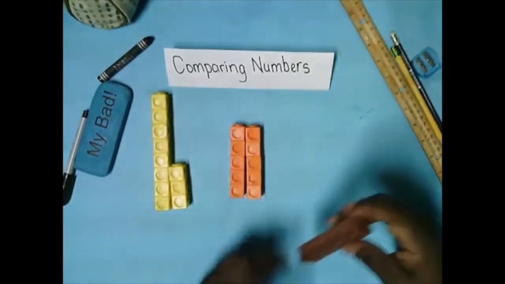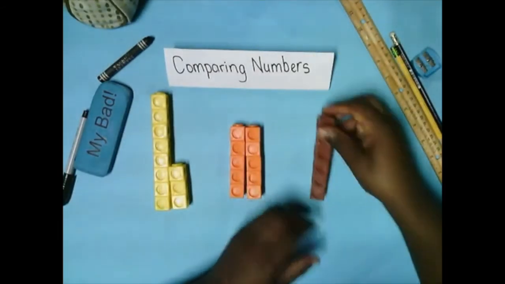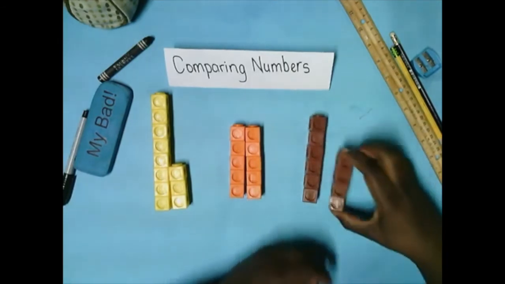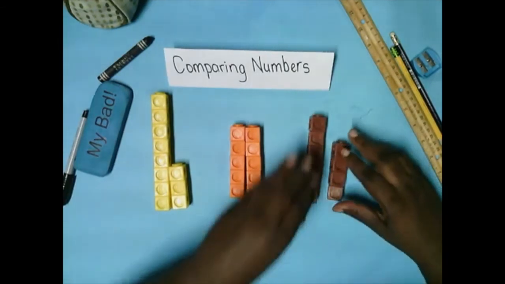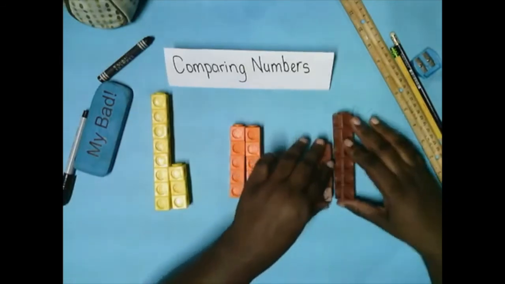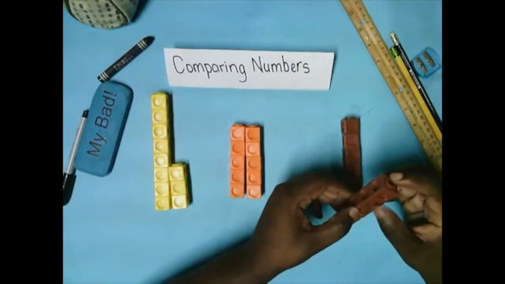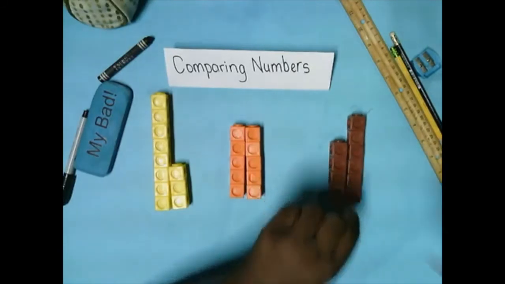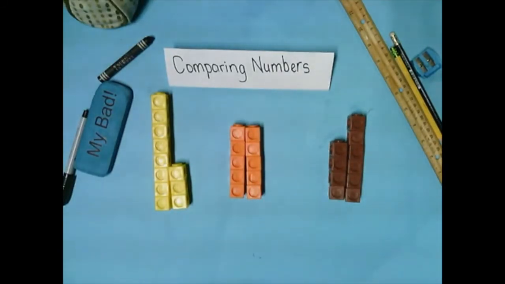And then here I have another two sets of blocks. 1, 2, 3, 4, 5, 6. And 1, 2, 3, 4. So I have 4 here and 6 here. I can say that 4 is less than 6. So I would have compared.